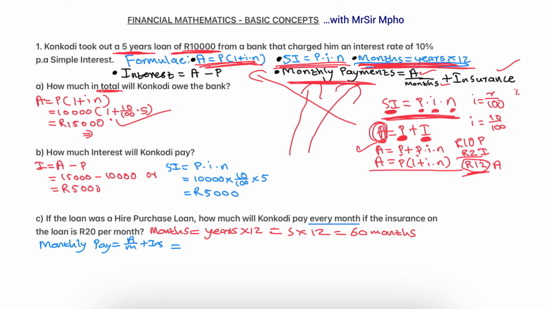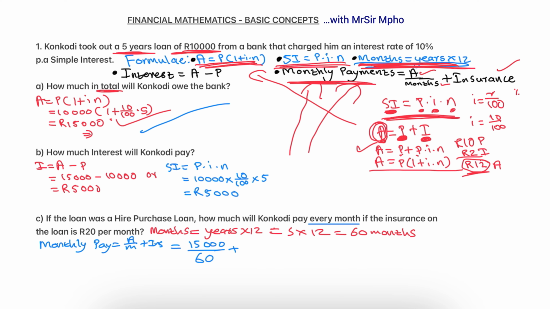Clear? Which is basically what is our total amount of money? We got it here. It was 15,000 rand. So you're going to say 15,000 rand over what is our number of months, guys? It's 60. So it's just going to be over 60 months. Then you say plus the insurance that costs every month. If the insurance was not given per month, maybe they say 100 rand per year, you're going to take the 100 rand and divide it by 12, because in a year we have 12 months, so that you can have a monthly payment of insurance.